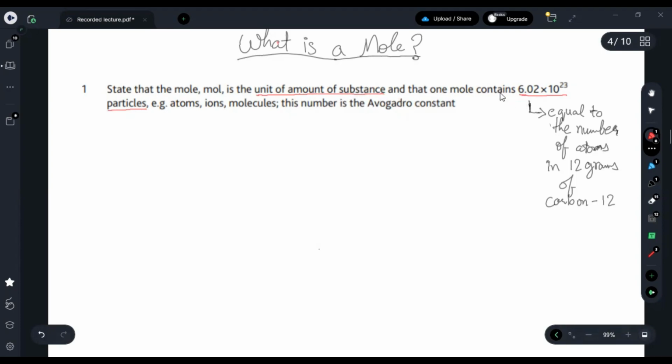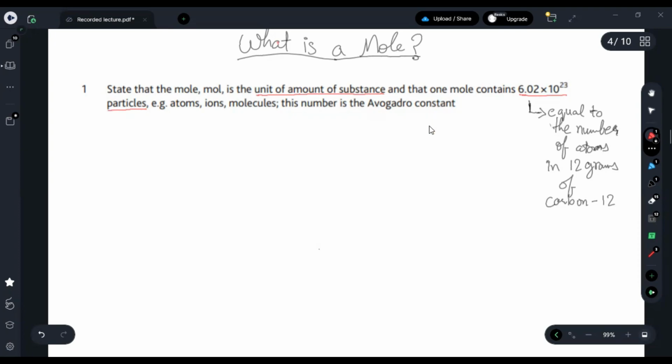So that is equivalent to 6.02 × 10^23 particles. One mole contains this many particles, and this is kept as the standard to define one mole, that which contains this number of particles. This is also known as the Avogadro constant. At many places, you would also have seen that this number is equal to the number of atoms in 12 grams of carbon-12. This is the standard which was set, from which the definition of the mole is derived.